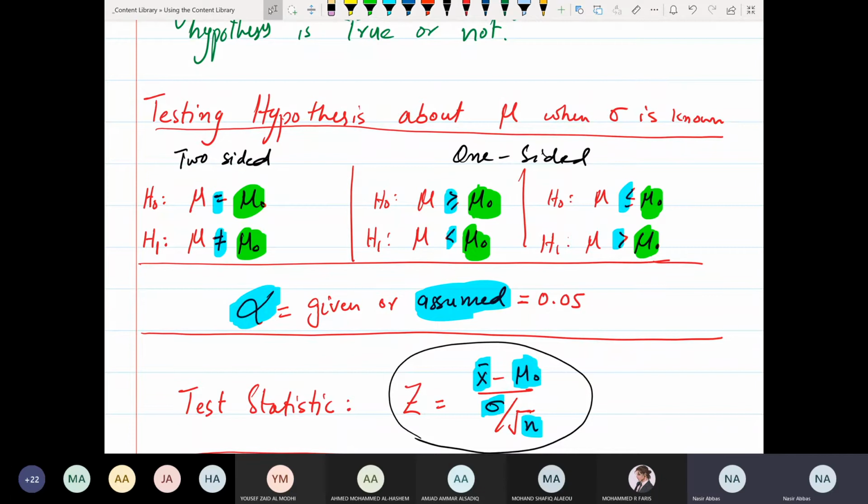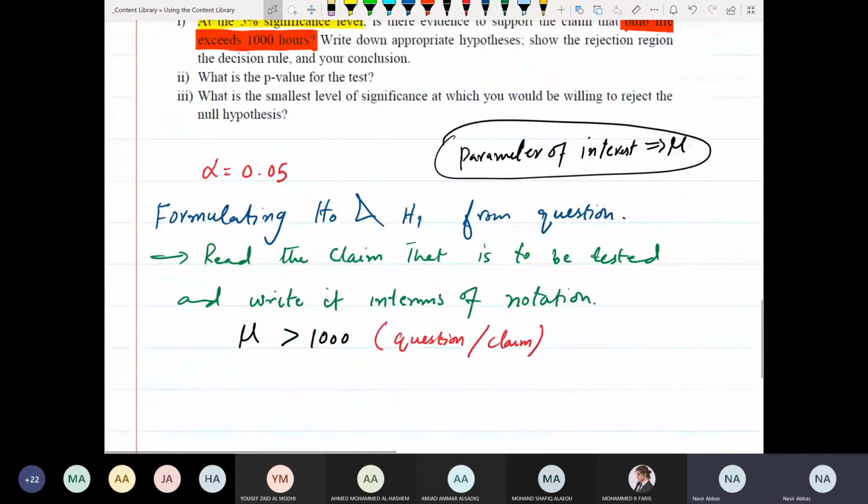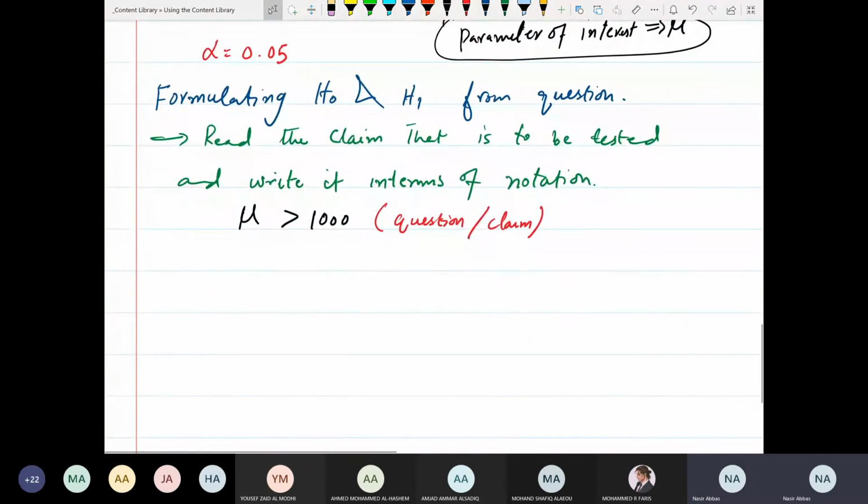It can be mu equal to 1000, not equal to 1000, greater than or equal to 1000, less than 1000, less than or equal to 1000, greater than 1000. Any of these six. So your question will be one of these six statements. Once you have the question in terms of notation, the second step is to write down the opposite hypothesis.